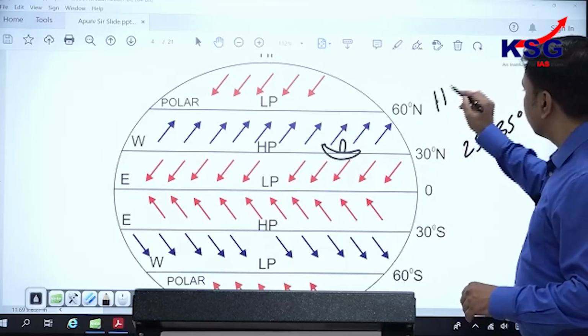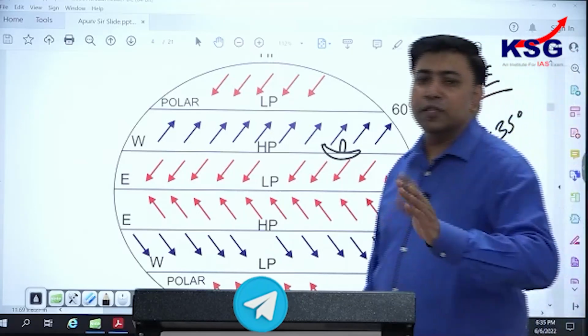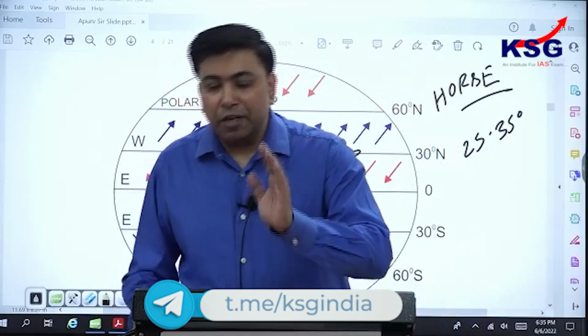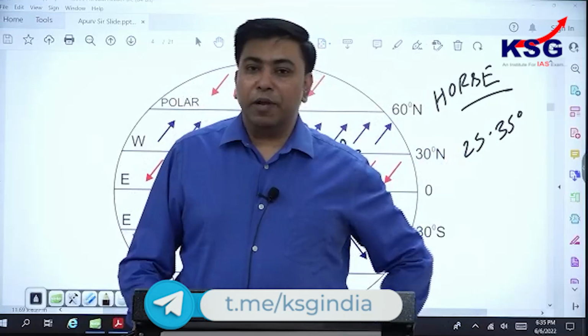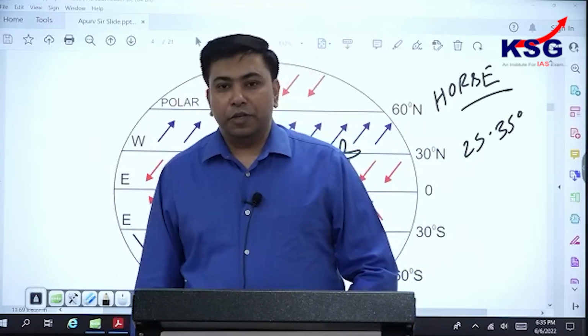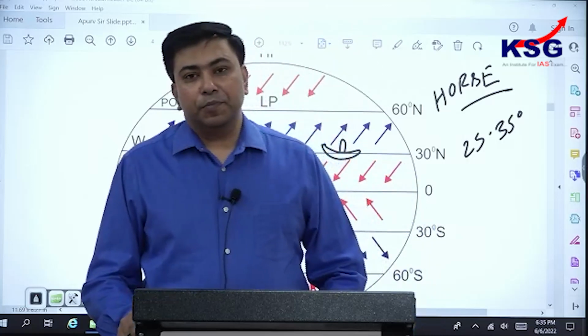And from those years, be very sure, these latitudes, 25 to 35, are aesthetically or symbolically called horse latitudes. Horse latitude. Horse is nothing but a symbolic name. But the horse latitude reflects a vacuumless type of condition, a vacuum-like condition in subtropical zones. ठीक है? तो तब से हम इनको horse latitude बोलने लगे. I hope you got my point.